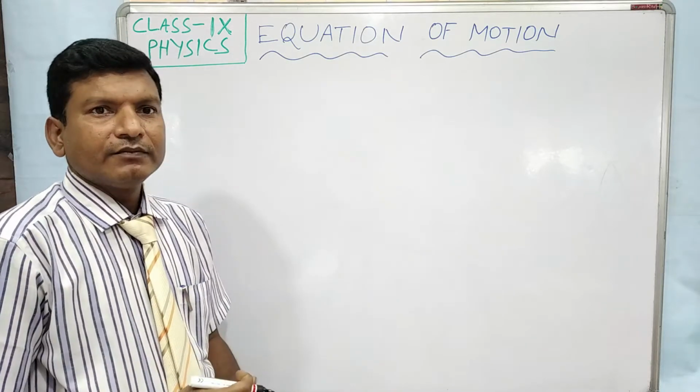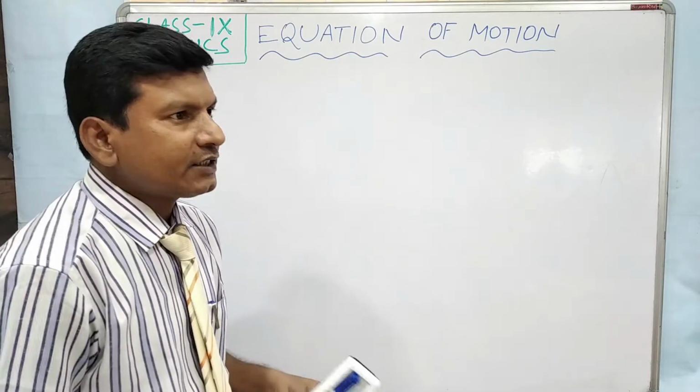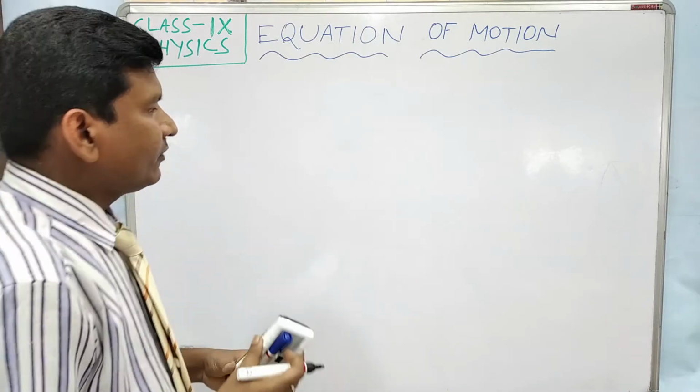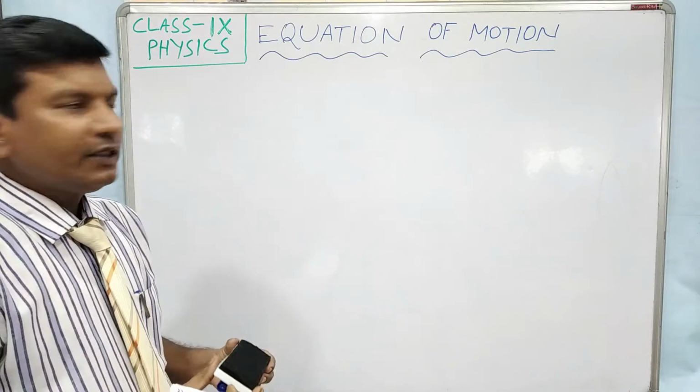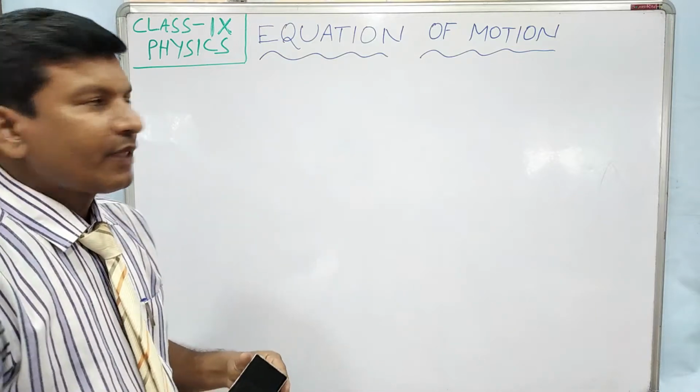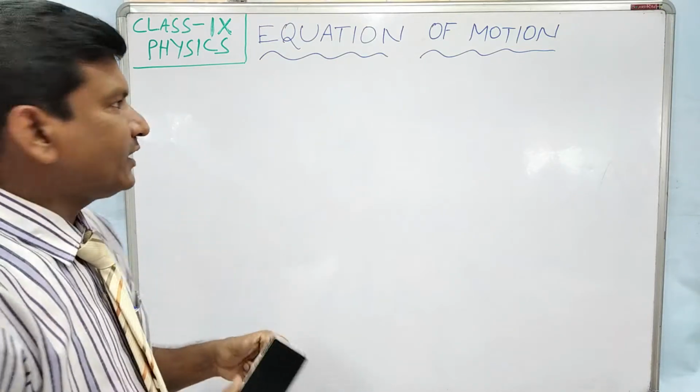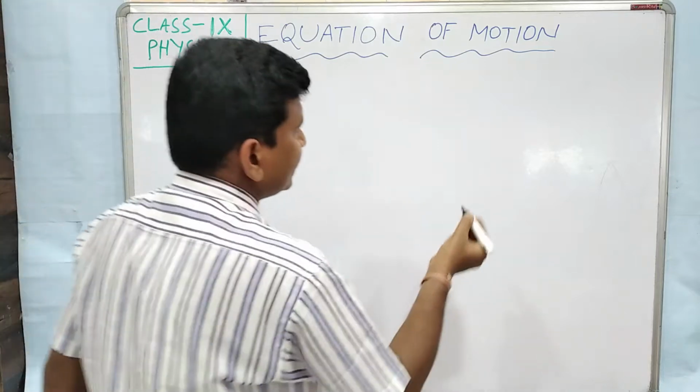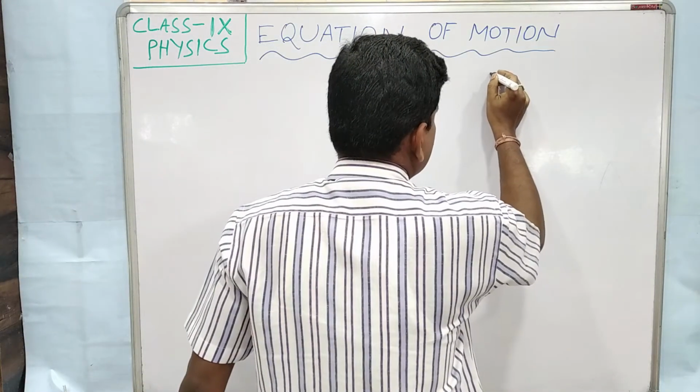And during this time say the body covers a distance of s. So now, how can you show this in the form of a graph? The velocity time graph of this can be in this way. Just see, I'll draw a velocity time graph.